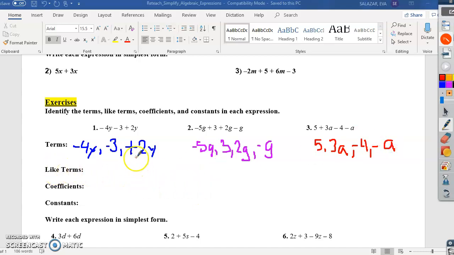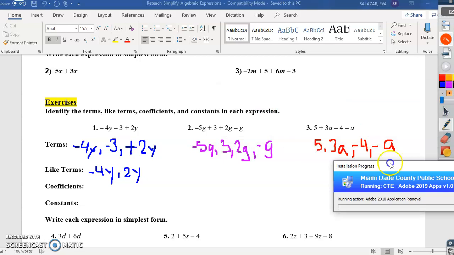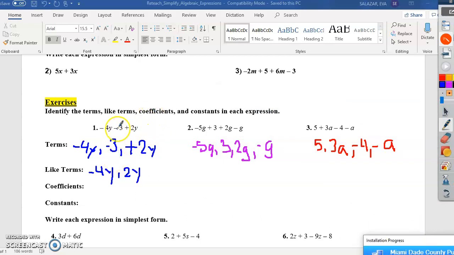Now we're going to be looking at our like terms. Which terms are alike? So for number 1, our terms that are alike are negative 4y and 2y because they carry the same variable. Now, negative 3 is also a like term, but it's by itself, so you cannot combine that with anything. So I'm just going to go ahead and leave that one by itself.